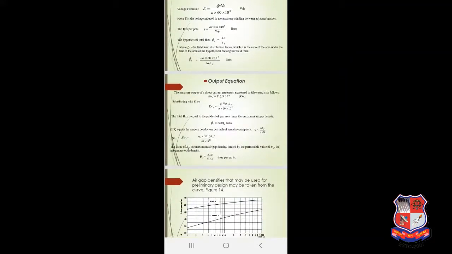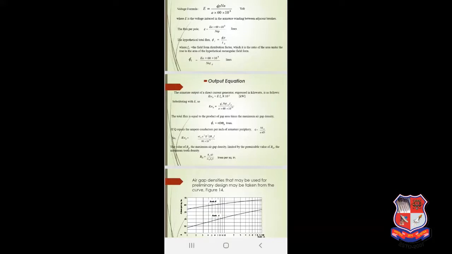Now the output equation of the machine. The armature output of a direct current generator expressed in kilowatts: kWA is equal to E × Ia × 10⁻³. Now by putting the value of E over here, we will get kWA is equal to φT·N·FD·Ia divided by A × 60 × 10¹¹.